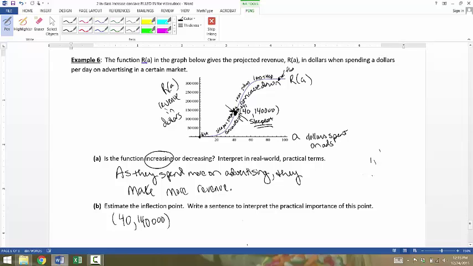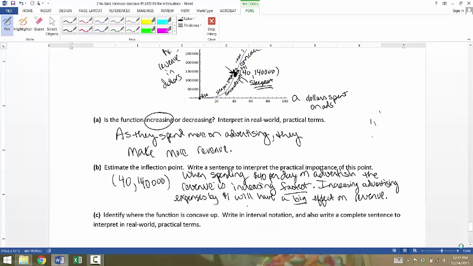So that is where their revenue is increasing at the highest rate. They get the most return from increasing their advertising expenditure right there at an expenditure of $40 per day. So again, when spending $40 a day on advertising, the revenue is increasing fastest. Increasing advertising expenses by $1 at that time will have a big effect on revenue.